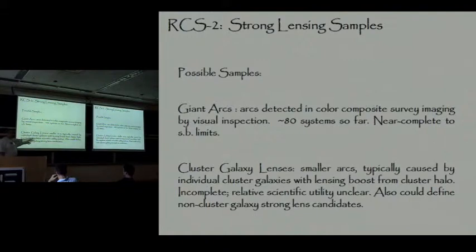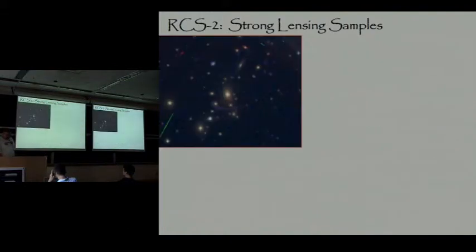I don't know what the relative scientific utility of putting effort into that is compared to looking at giant arcs. And at some level that has to await some automation of lens finding, because with this scale of a data set, it's kind of beyond the human eye to do.